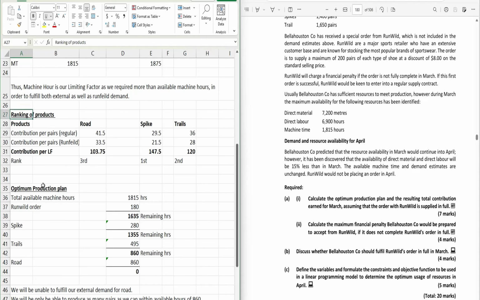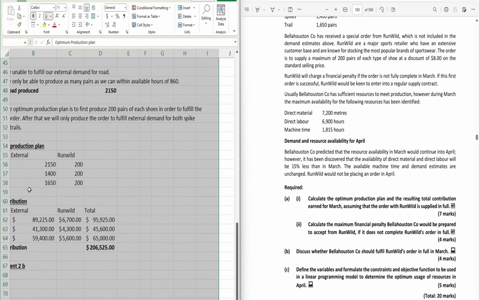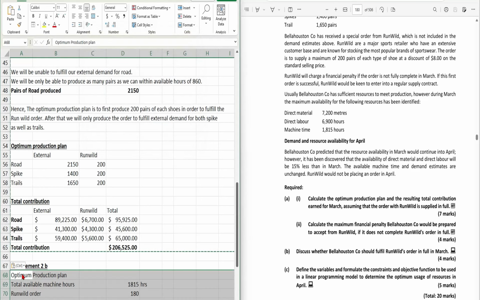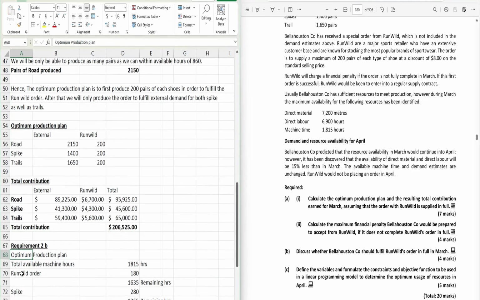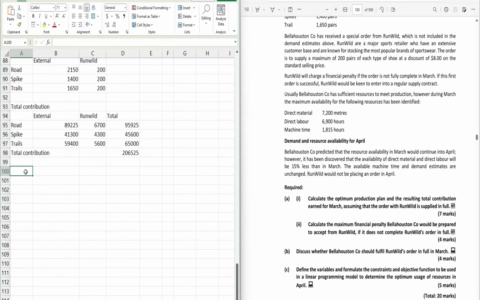So let me have this optimum production plan again. I will copy paste it. We need to redo this much calculation again. So if we don't fulfill the Run Wild order, let's calculate the optimum production plan. How many machine hours does the Run Wild order require? It's 180, right? So we will remove this one and paste it below.